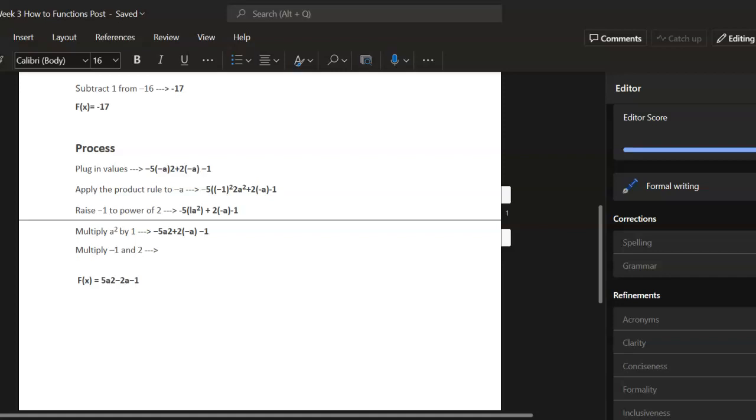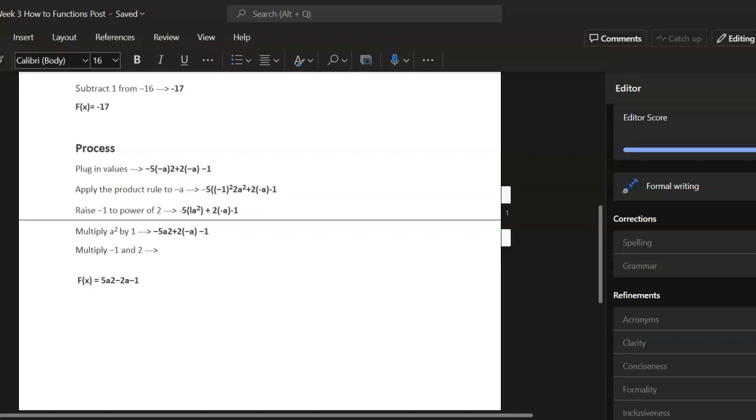And then we're going to raise negative 1 to the power of 2. So negative 5 times 1a squared plus 2 times negative a minus 1. We're going to multiply a squared by 1, I don't know why I put LA, I meant 1a. So we get a squared, because a squared is basically the same as 1a squared, so that cancels out.